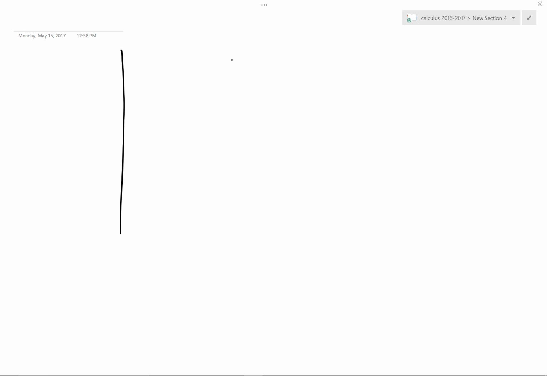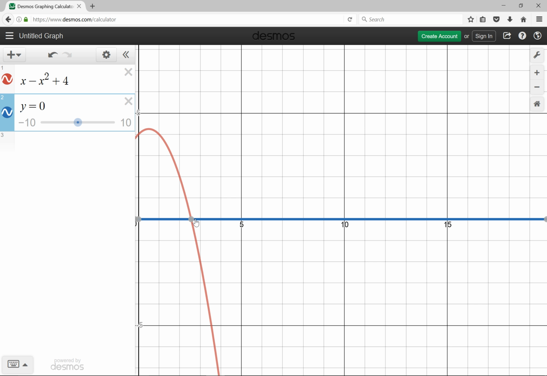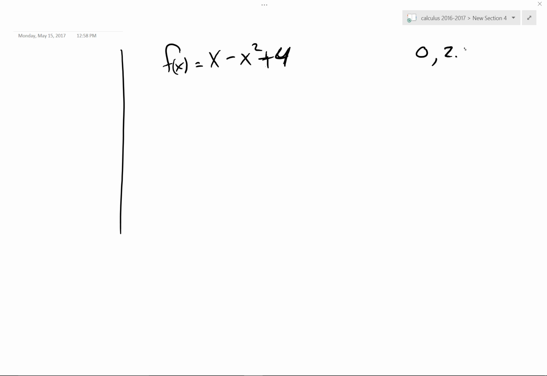And what was the equation? It was x minus x squared plus 4. Is that right? I think it was that. And let's get again on the region 0 to 2.562. And let's just say that the density here is 3.